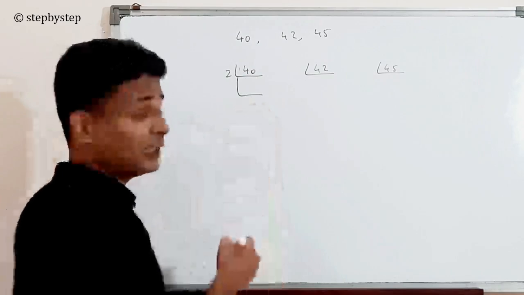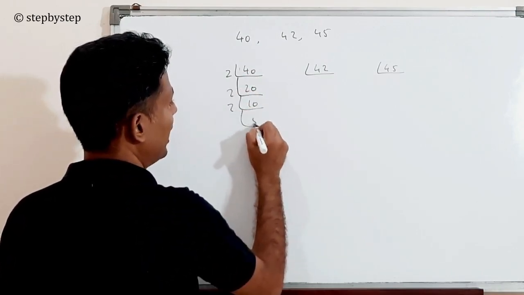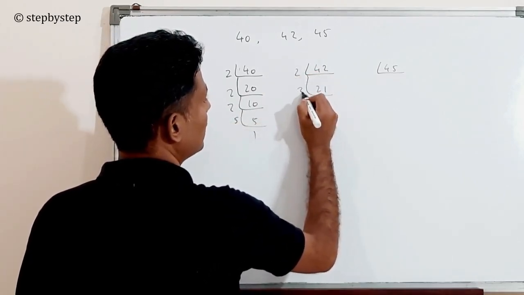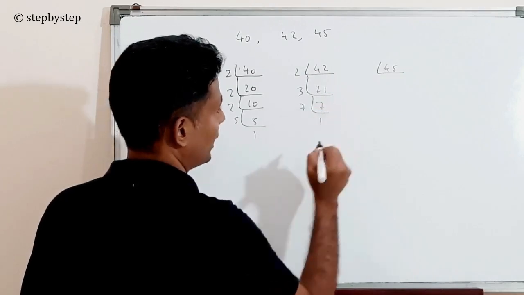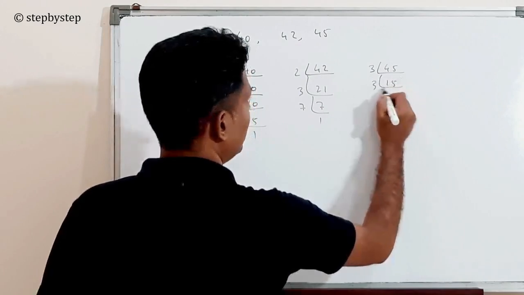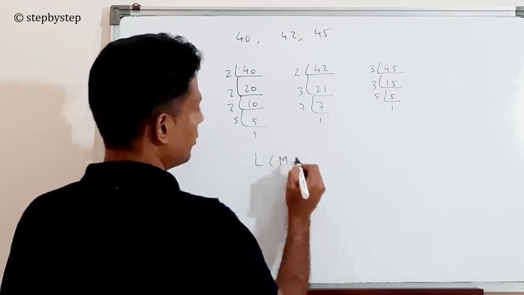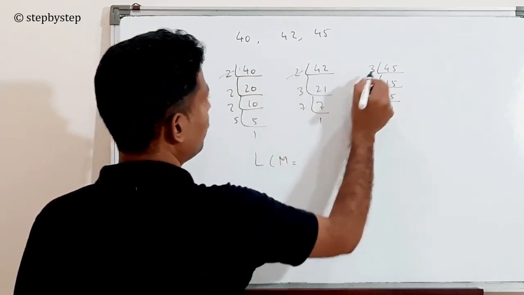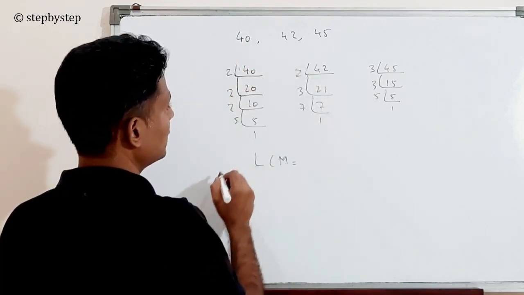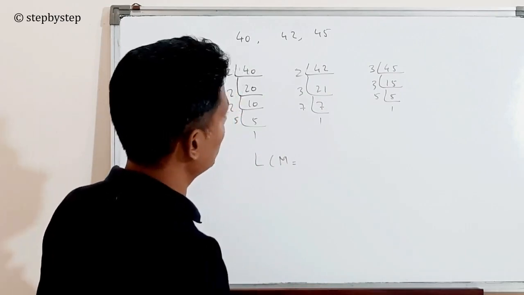So again, using the fundamental theorem of arithmetic, 20, 10, 5, 1. This one 2, 21, 3, 7, 7, 1. And this 3, 15, 3, 5, 5, 1. So how do we find LCM? First, 2s are not common in all of them. Is there anything common in all 3? There is nothing common in all 3.